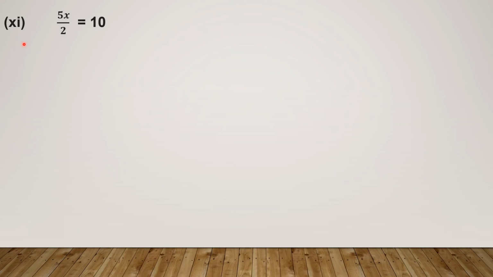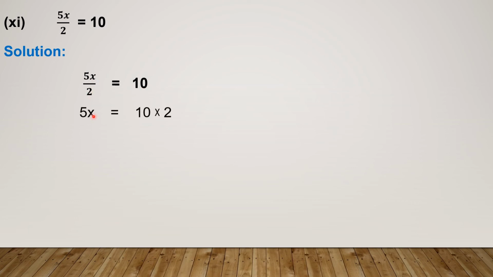See part number 11, 5x by 2 is equal to 10. Let's start solution of this equation. 5x by 2 is equal to 10. First of all students, we will move this divided by 2 on other hand side. Since 2 is divided on left hand side, so when you move this 2 on other hand side, it will be simply multiplied. 10 multiplied by 2.